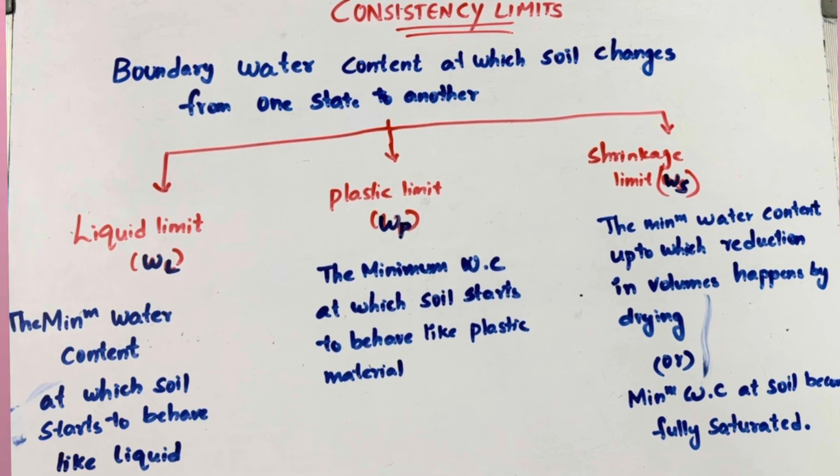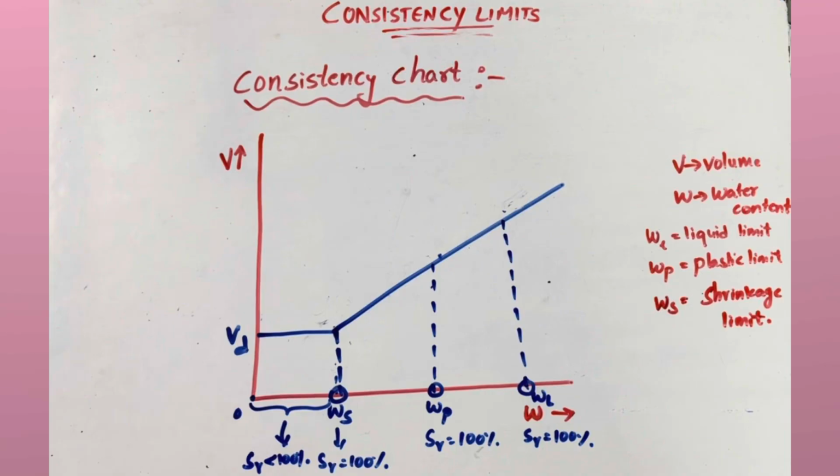Now let us discuss consistency. To know the consistency, we need to follow this consistency chart. Here we have x and y axes. On the x axis we have water content, and the y axis indicates the volume. So there are three limits where the soil changes its behavior: one is the liquid limit, second is the plastic limit, and the third is the shrinkage limit. Here we can find the different boundaries depending upon the water content, and how the soil behaves.